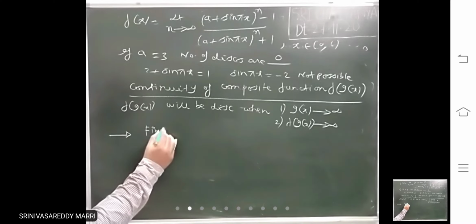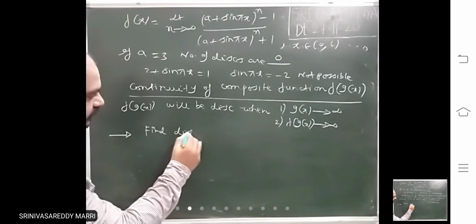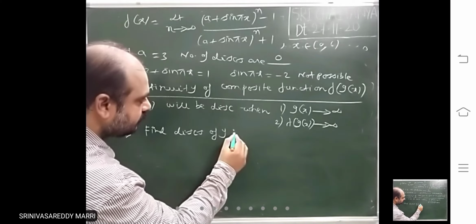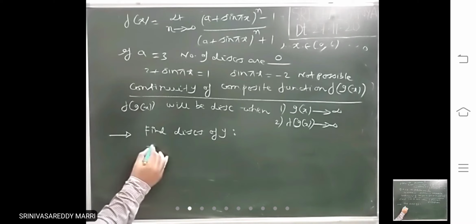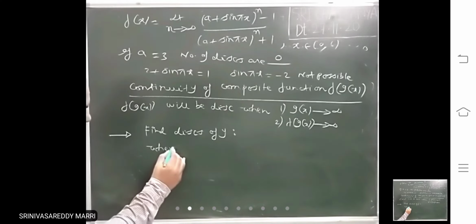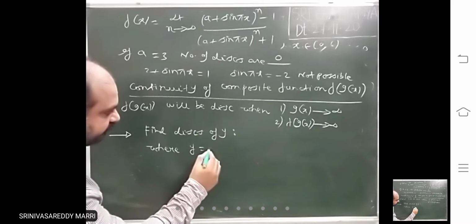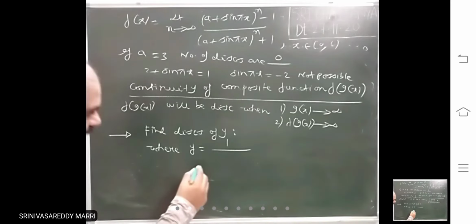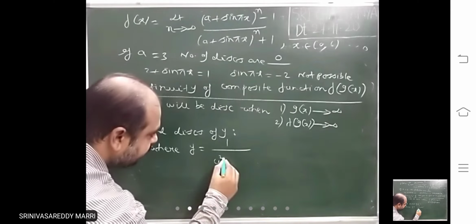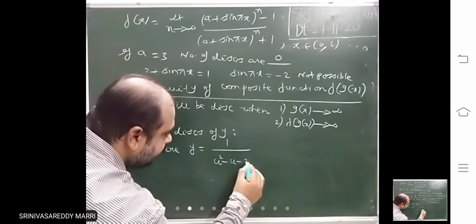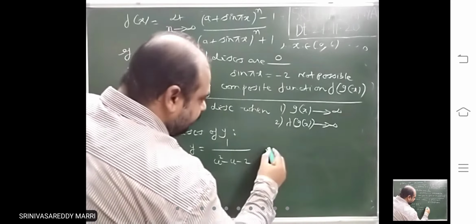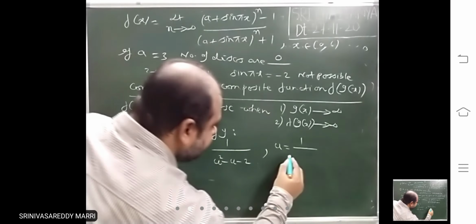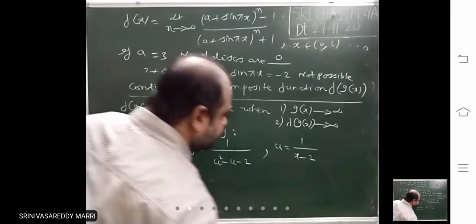Find the discontinuities of y, where y equals 1 divided by u squared minus u minus 2, comma, u equals 1 divided by x minus 2.